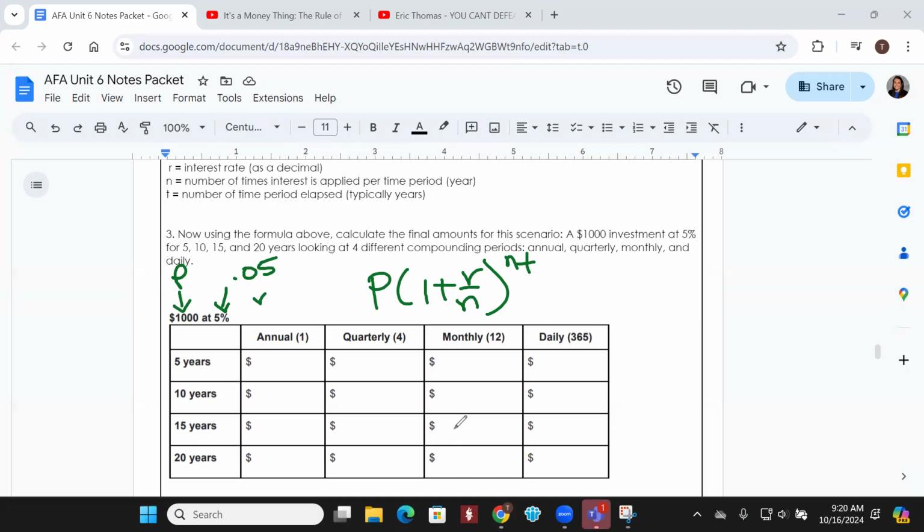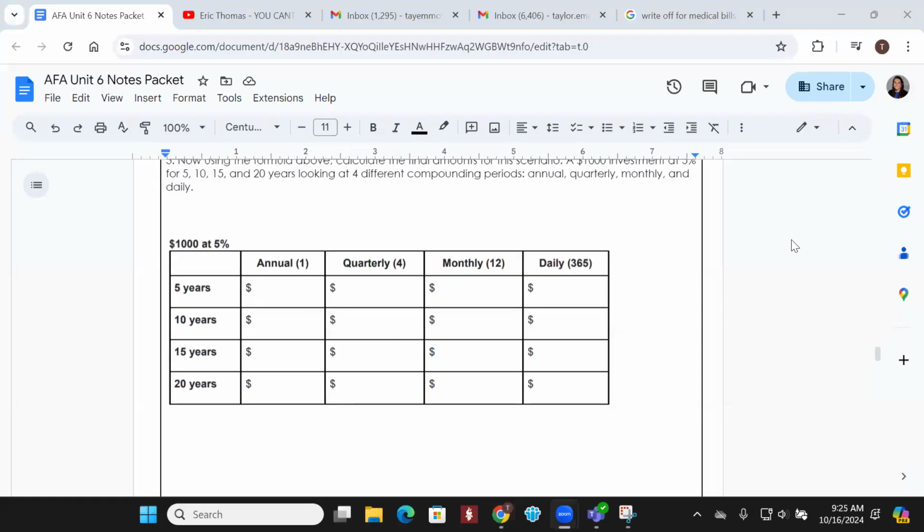Okay, I want you to take a couple of minutes. I want you to try this one on your own. You have to be able to do compound interest by the time you leave my class. So try to fill in those. All right, so when you plug all this in, remember, you're using the formula. You have to make sure that you understand how to use the formula.